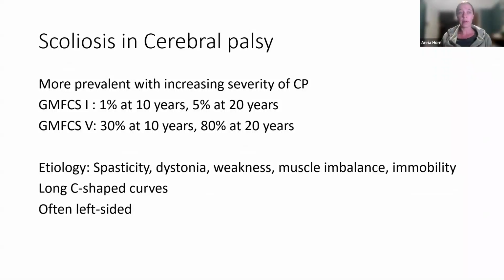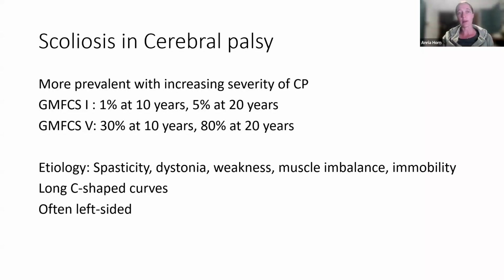So again, more prevalent in the more severe CPs than in the less severe CPs, and you can see the numbers there. And the etiology is a combination of factors: spasticity, dystonia, weakness, muscle imbalance, the works. But I think it's probably mostly weakness, because if you look at all the other weakness conditions, so myelomeningocele, muscular dystrophy, the works, they all get scoliosis. And I suppose we must just remember that our spine doesn't keep itself upright. That is also dependent on muscles for staying straight. And if your muscles can't do that, then it doesn't stay straight.